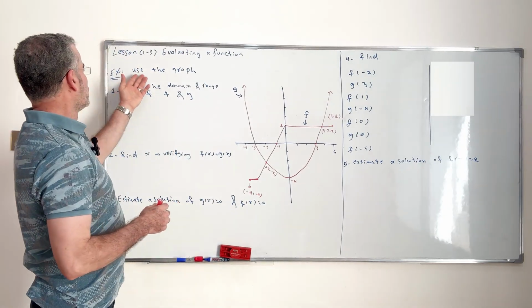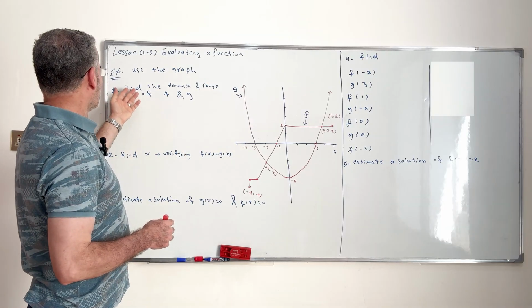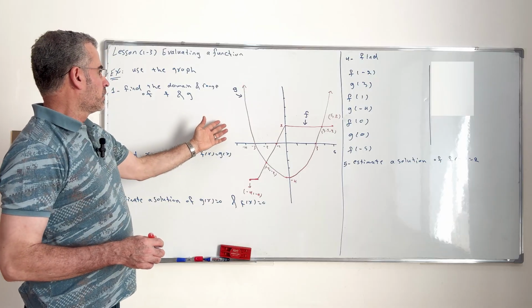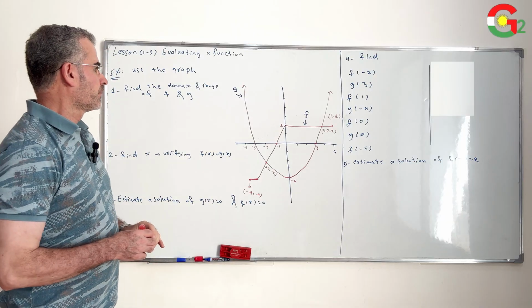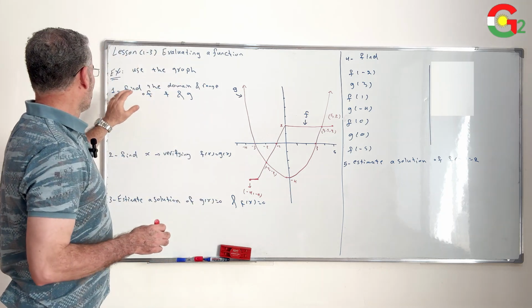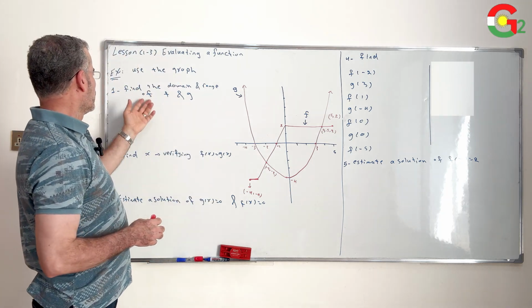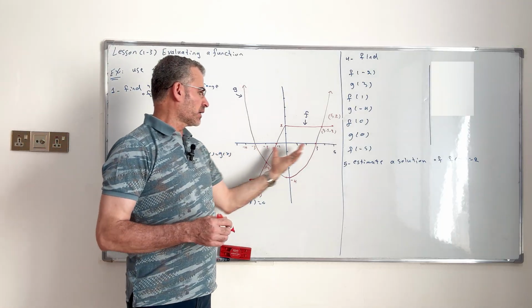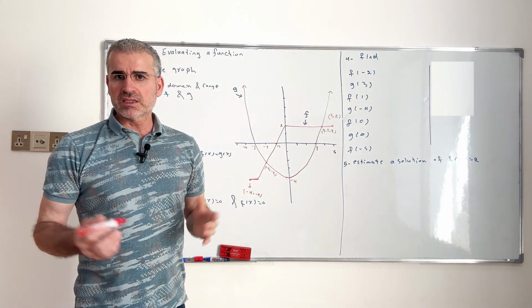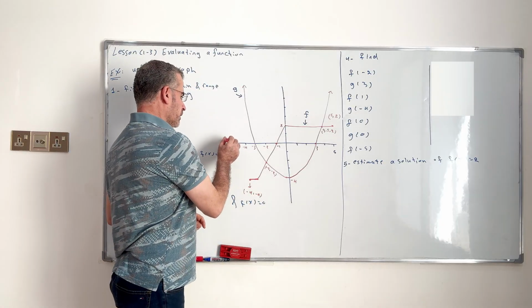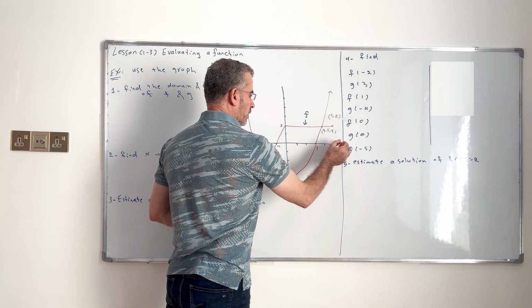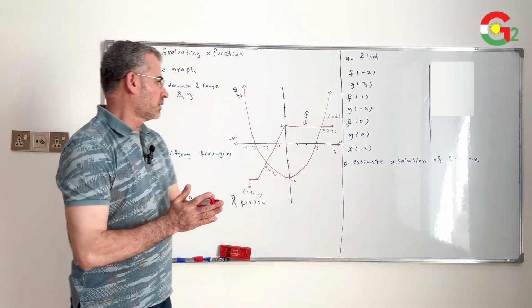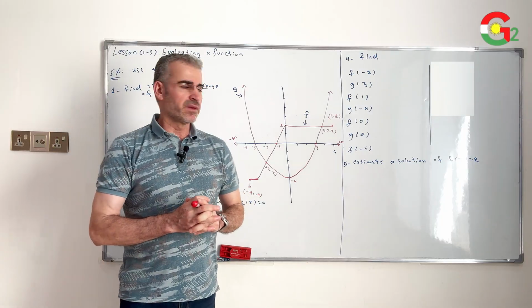Example, use the graph to solve this question. Graphically, number 1, find the domain and range of f and g. The domain, graphically, is either the whole x-axis from negative infinity to positive infinity, or a part of it that covers the graph of the function.